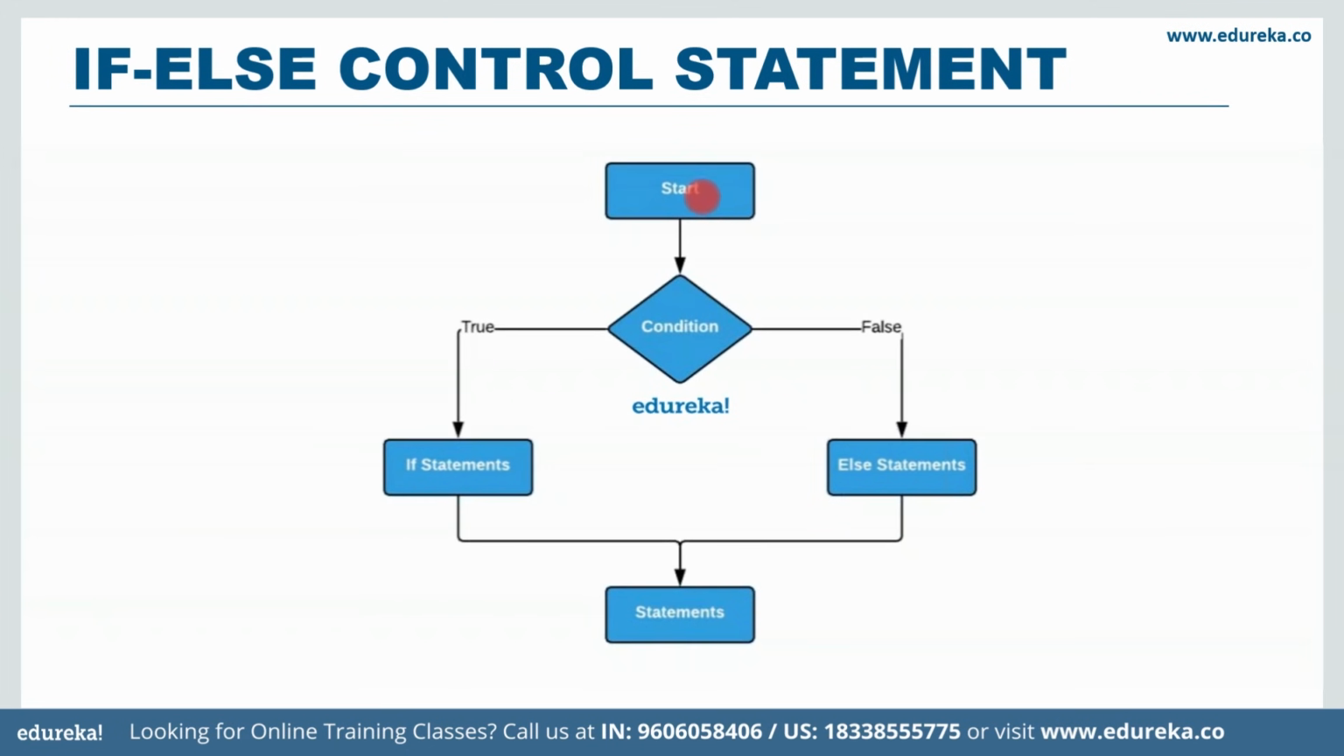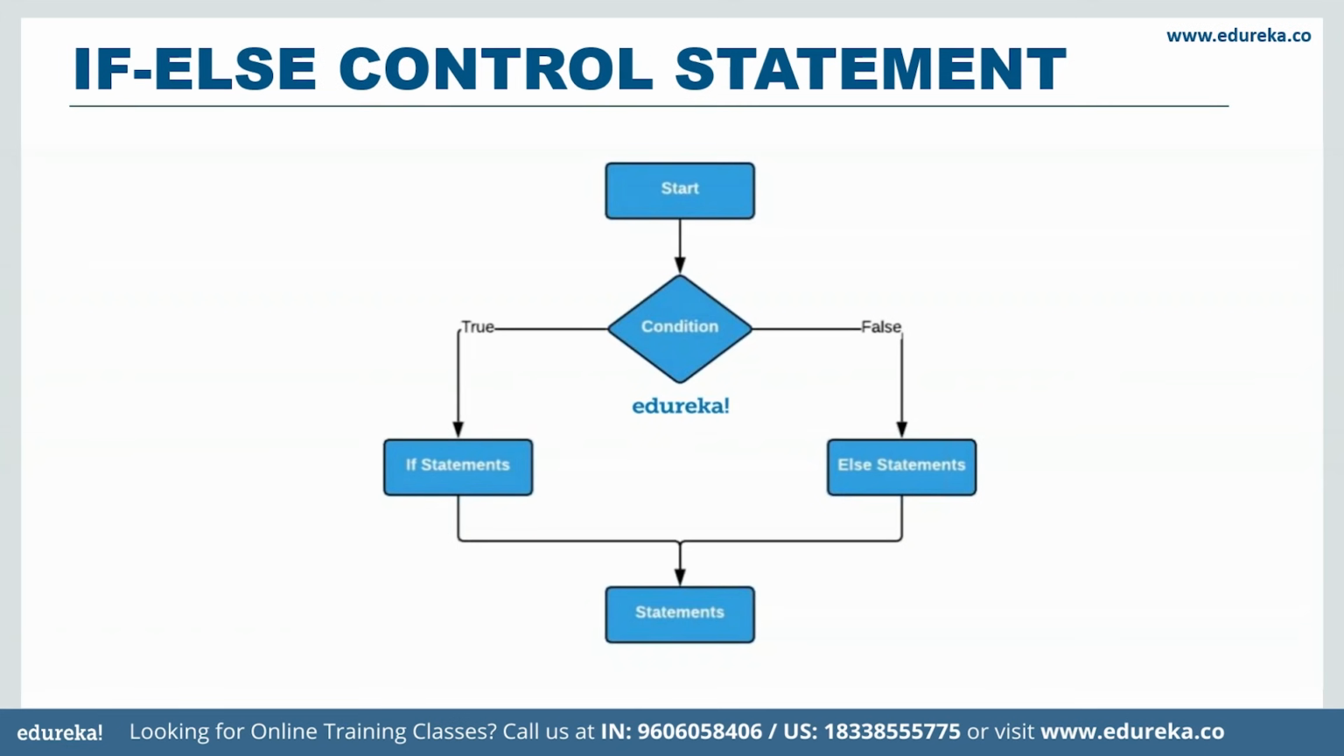So firstly, the start block will be executed as usual. Followed by that, we have an if condition. If the condition is true, then the control enters the if condition and executes the if statements. If false, then the control enters the else block and executes the else statements. Once either of the statements is executed, the control flows outside the if or else block and executes the statements which are present outside those blocks. This is how the if else conditional statement works.